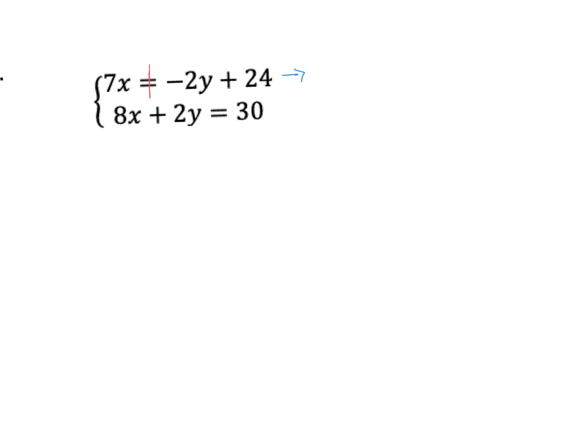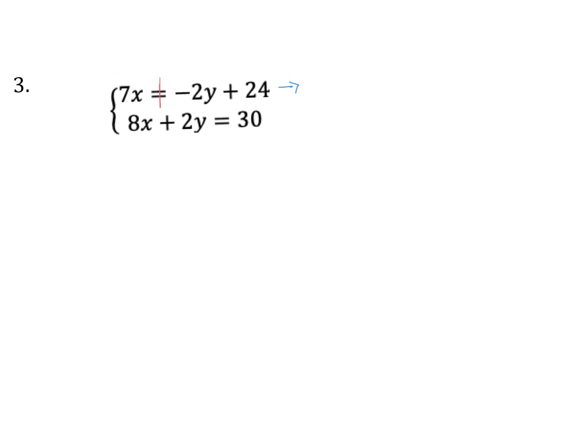Okay, so 7x is going to stay where it is. First, we're going to rewrite it, and then we're going to fix it. Make my pencil just a little bit bigger. So I'm going to say 7x equals negative 2y plus 24.